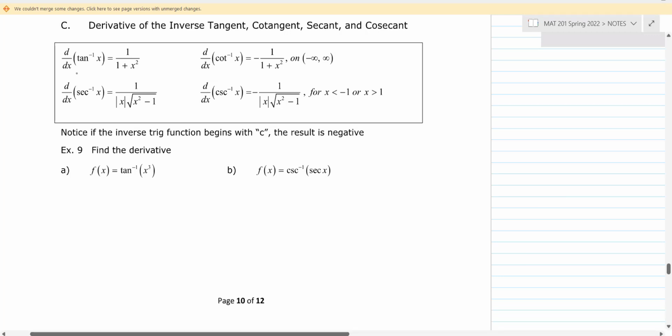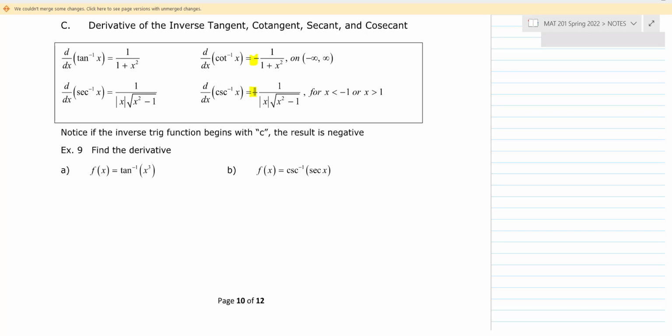We have the derivative of inverse tangent is 1 over 1 plus x squared. The derivative of the inverse cotangent is the same thing, except it's negative. The derivative of an inverse secant is kind of a weird formula: 1 over absolute value of x times square root of x squared minus 1. Derivative of inverse cosecant is the same thing since it's negative. So it follows that nice pattern. If the derivative begins with c with your trig functions, you have a negative answer.